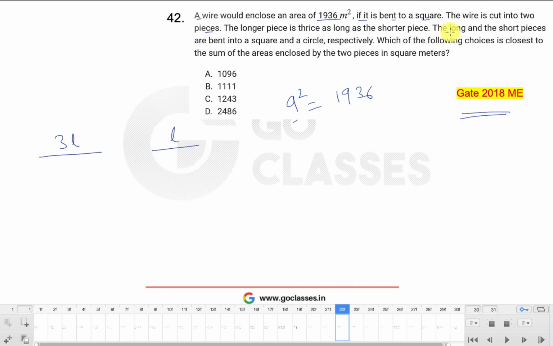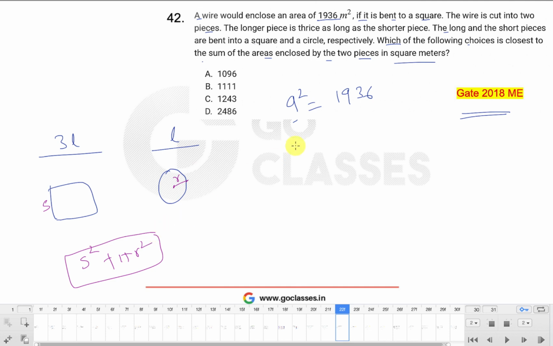The long and the short piece are bent into a square and a circle. This long piece is in the square and this is in the circle. Which of the following choices is closest to the sum of areas enclosed by these two pieces in square meters? Okay, I have to find out the area. Suppose the side of the square is S, so I have to find out S square plus, if the radius is R, pi r square. And this is the square of 44, so the value of A will be 44.